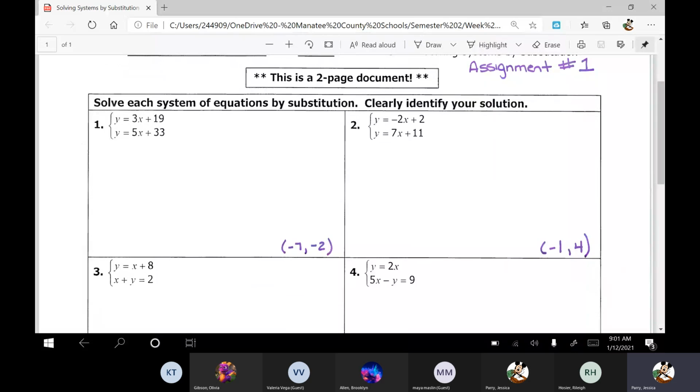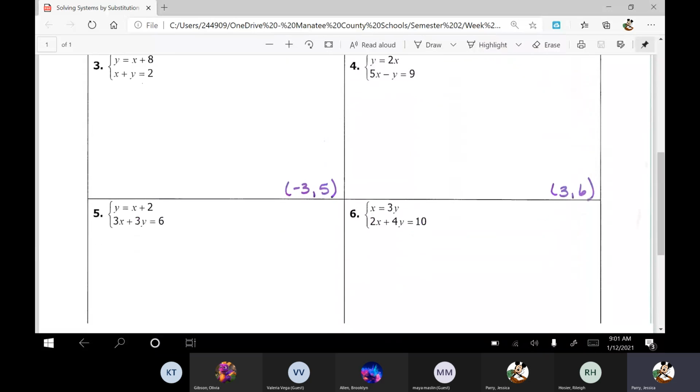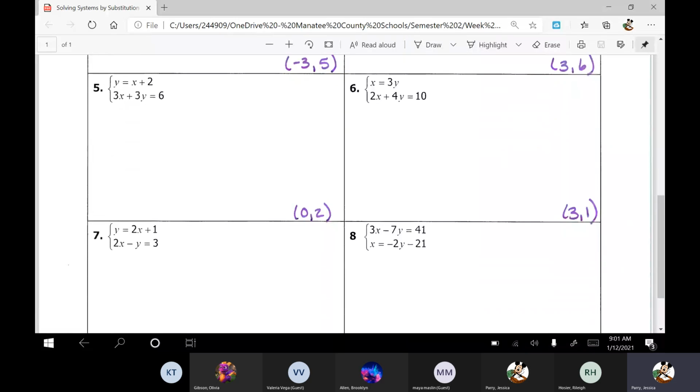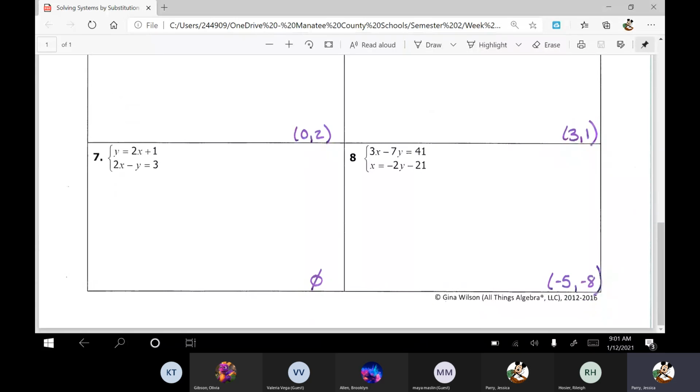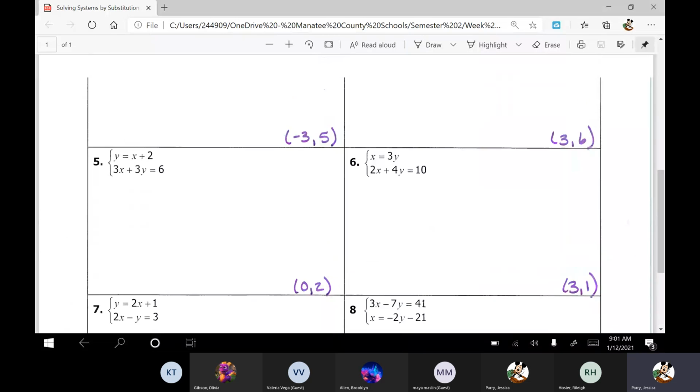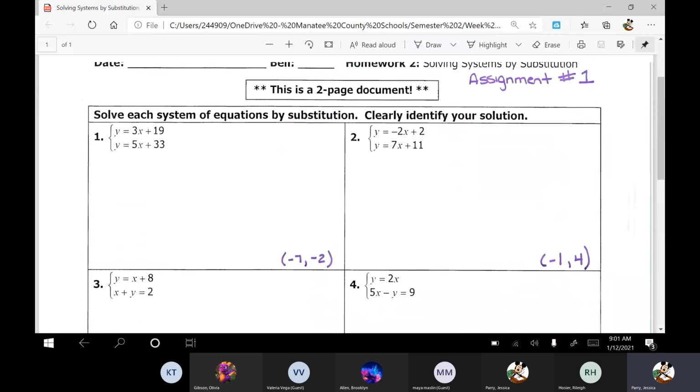As you can see for all of these, in the bottom right corner for each question, like for number 1, our answer is -7, -2. And for number 2, you can see your answer in the bottom right corner, -1, 4. So your answers are all on there already for you. All you have to do is show your work. And if you get the correct answer, then that means you got it right. You can go on to the next one.